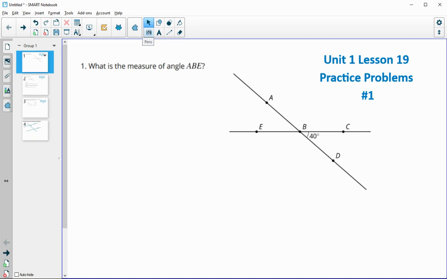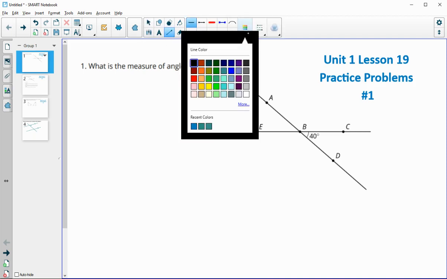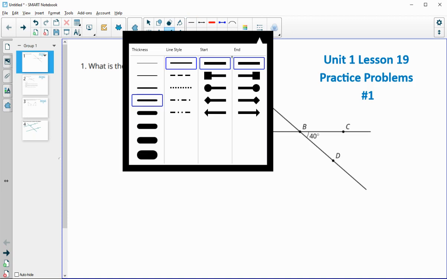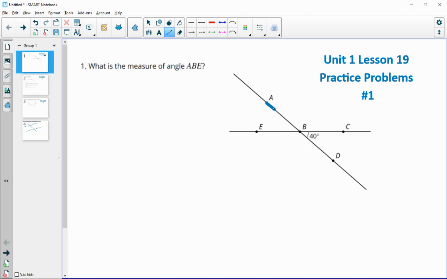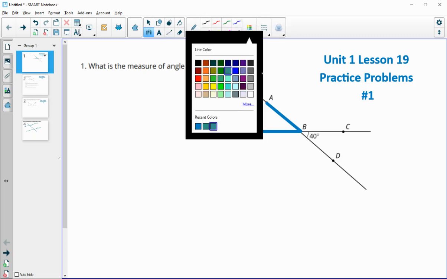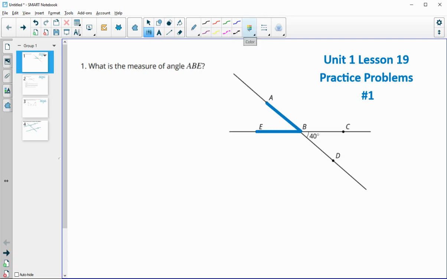So this first problem is lesson 19 practice problem number 1. And this one is just asking what is the measure of angle ABE. So let me get ABE drawn on here. Remember, when you're looking at an angle, you can just follow the letters. So ABE, we're asking for this angle. And this angle is a vertical angle with the 40 since it's created by these two straight lines. And we know that vertical angles are equal to each other. So that angle measure is going to be 40 degrees.